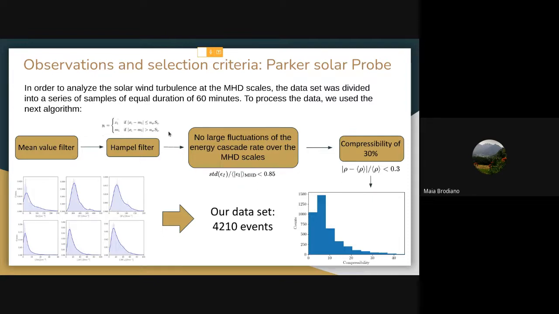We further consider intervals that didn't show large fluctuations of the energy cascade rate over the MHD scales. Typically, we use this approximation. And finally, because most of our events didn't show high values of compressibility, where the compressibility we express like this, and watching this histogram, we decided to only choose events whose compressibility was up to 30%. Okay, so this leaves us with a dataset of 4,210 events of 1 hour duration each.